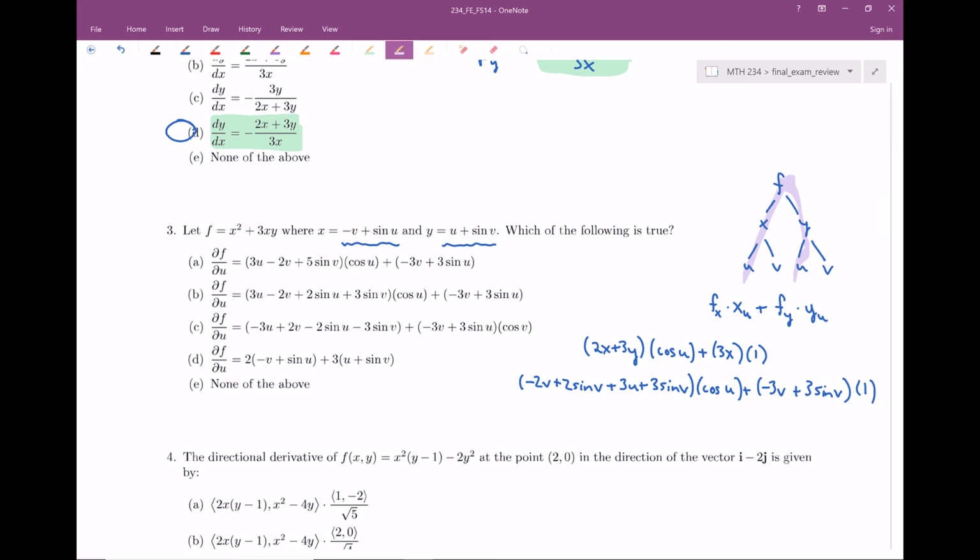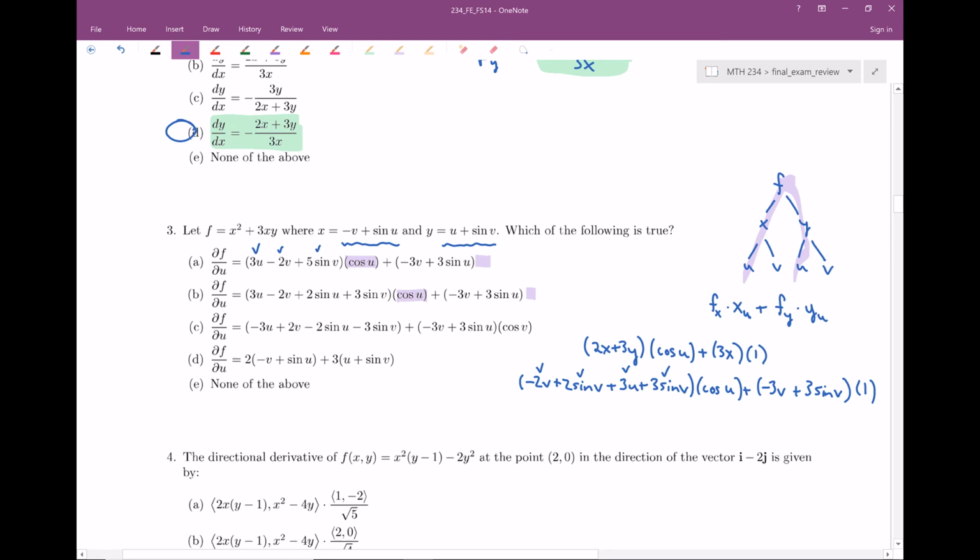And so when I go over here, I see a lot of these that have cosine u and then nothing over here. That's going to be the same thing as multiplying by 1. Cosine of u, good. This one has kind of grouped interestingly. Let's see if maybe either A or B works out. I like the setup for those at least. So I see 3u, and here's 3u. I see negative 2v, and here's a negative 2v, and I see 5 sine v, and there's 2 plus 3, so that's going to be 5 sine v. Okay, so far so good.